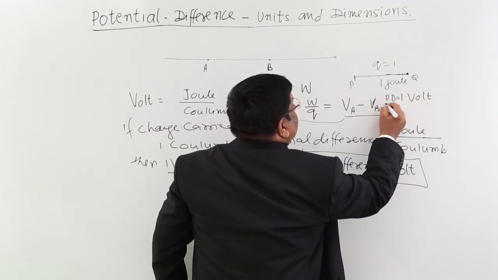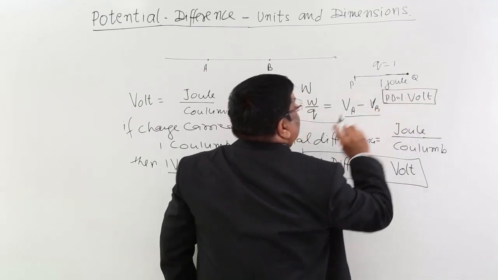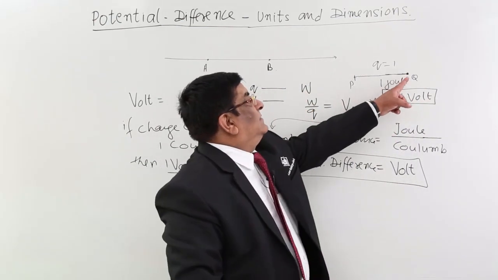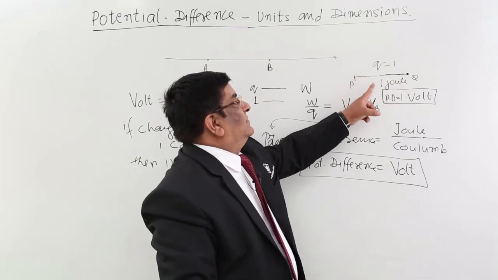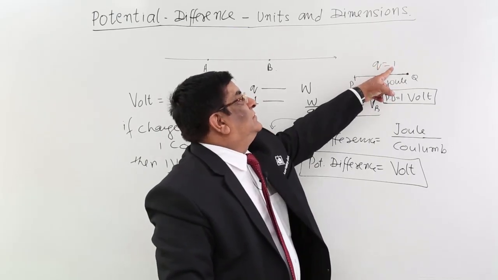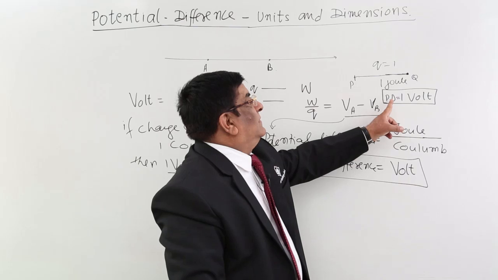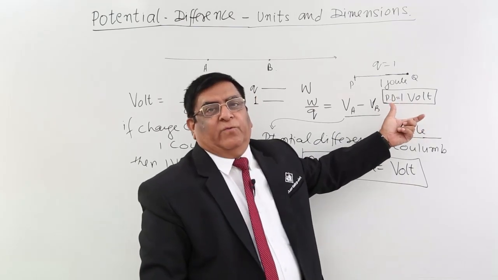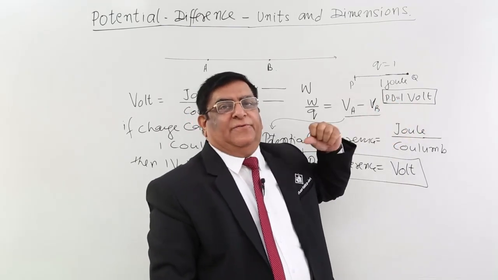Potential difference is 1 volt. When the work done from Q to P is 1 joule and the charge carried is 1 coulomb, then the potential difference is 1 volt. This is 1 volt potential difference.